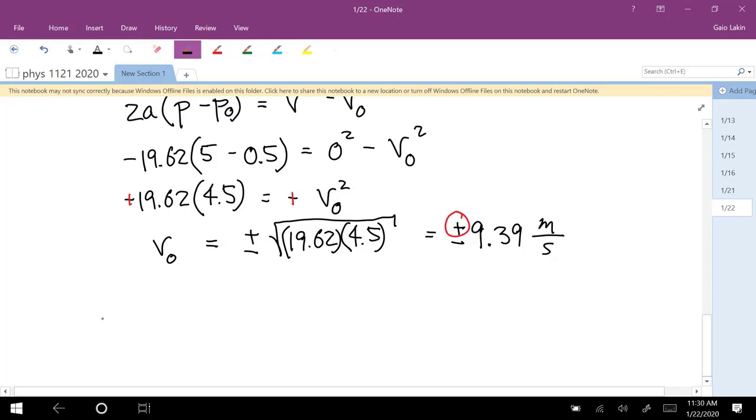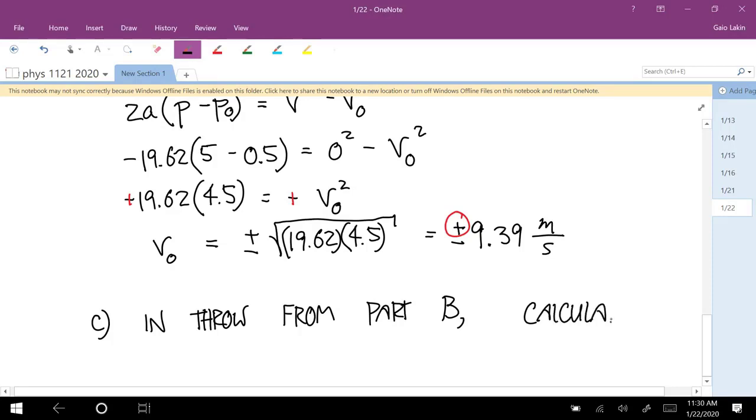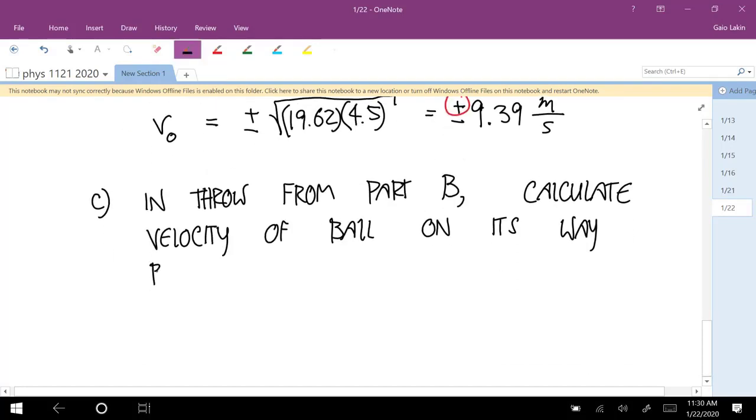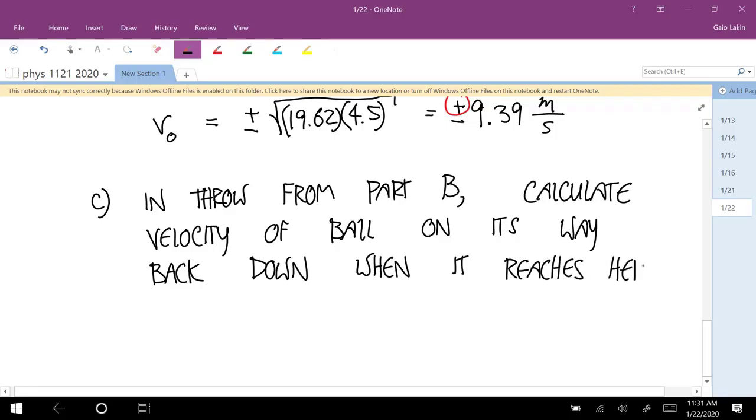So part C, in the throw from part B, calculate the velocity of the ball on its way back down when it reaches a height of 0.5 meters.